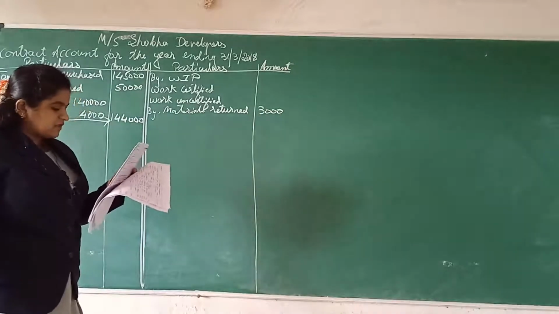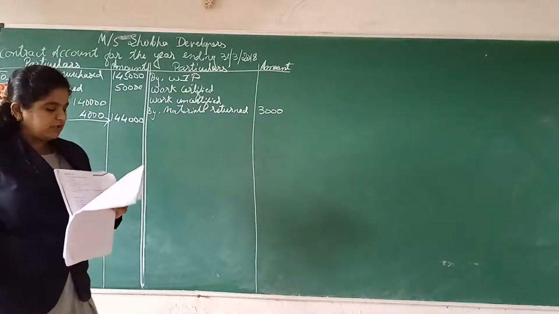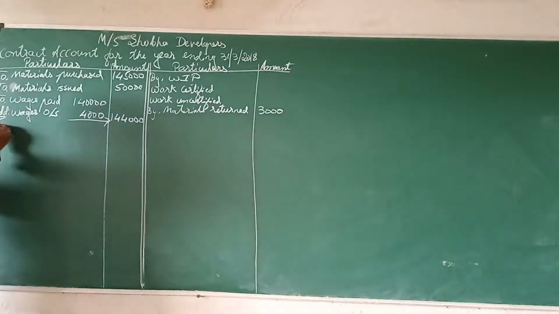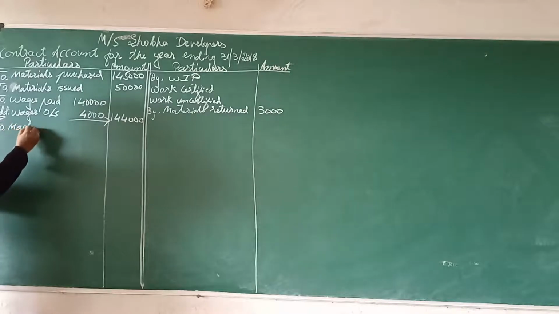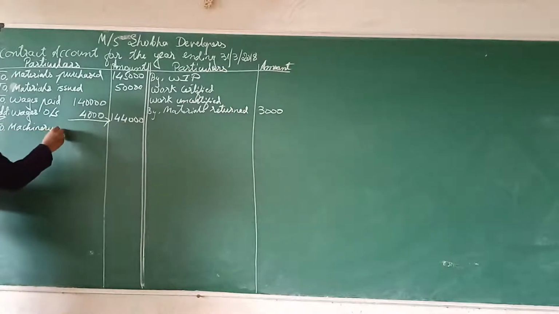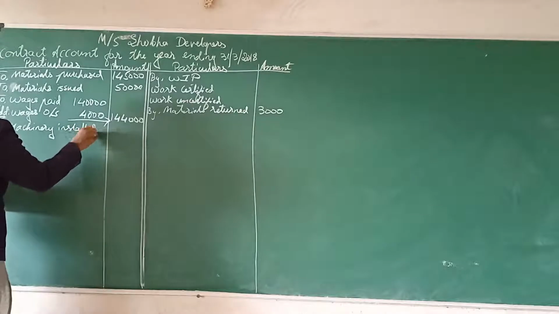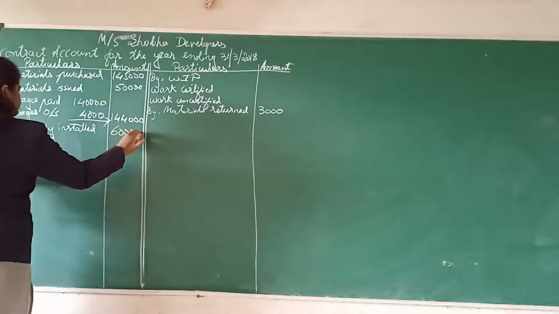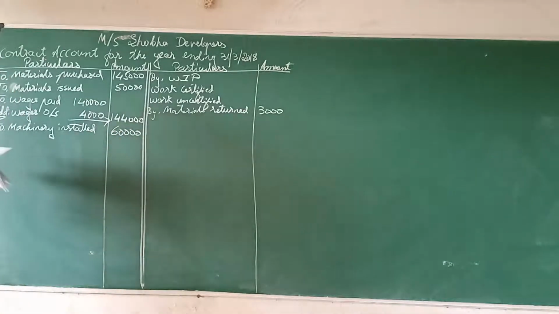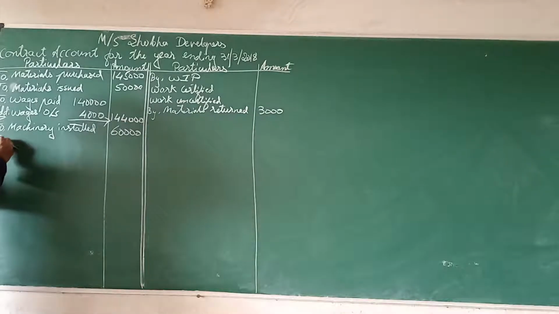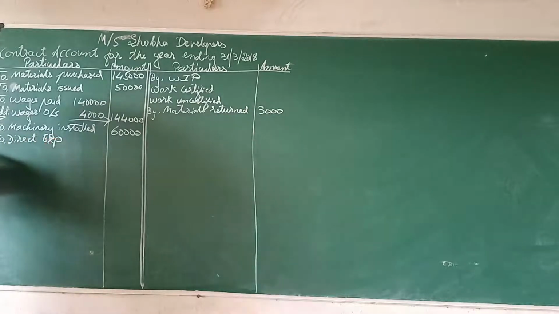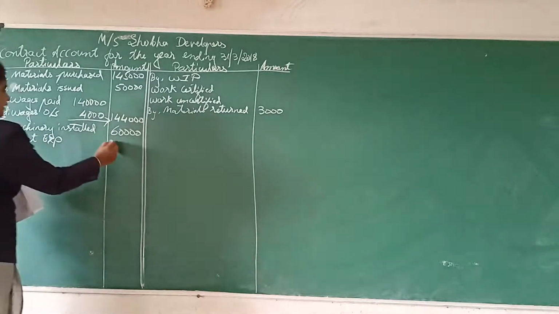Now next comes machinery installed. Machinery installed has to be taken on the debit side. Amount is 60,000. Now direct expenses, again on the debit side. Direct expenses, amount is 8,000.